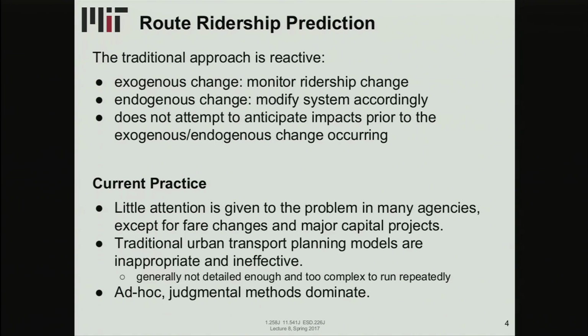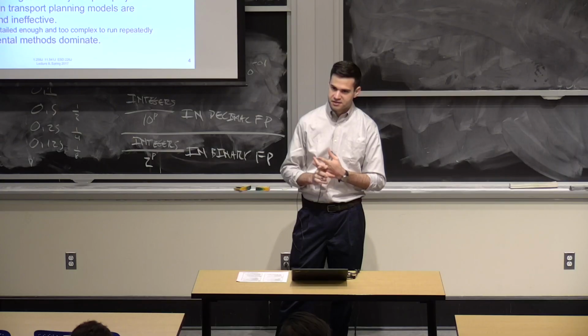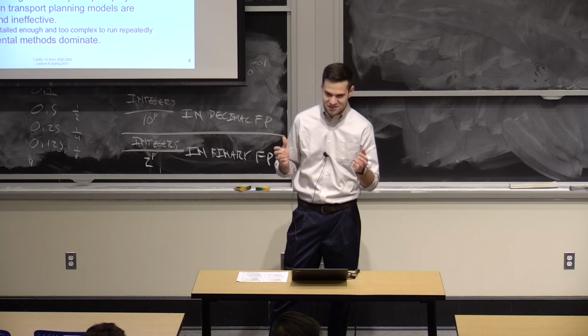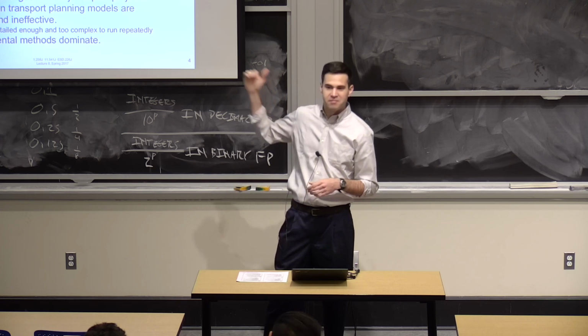Okay, so the traditional approach is reactive. So if there is an exogenous change, the reaction is to monitor that change and maybe respond to it in the service planning process. An endogenous change, such as a fare increase, means that we're sort of modifying the system, and if we see a ridership change, we might then react to the ridership change. So it's always sort of catching up to what we see. So no attempt to anticipate impacts prior to the changes. Current practice, typically little attention is paid to the problem in many public transportation agencies, unless it's fare increases or major capital projects, right? So we just set an example of TNCs being a different thing. We haven't really seen serious attention until very recently of what impact that would have on ridership.